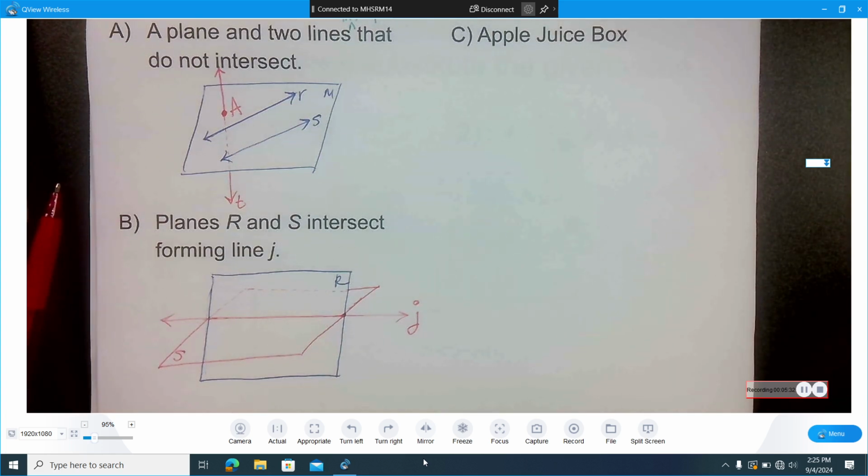All right. Okay. Hey, good picture. Nice. Love it. Good drawing. All right.